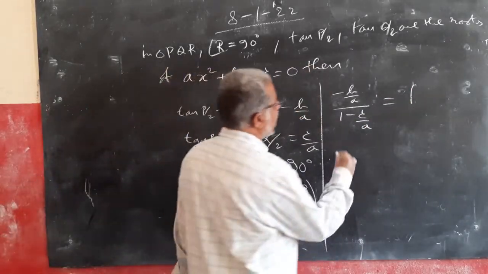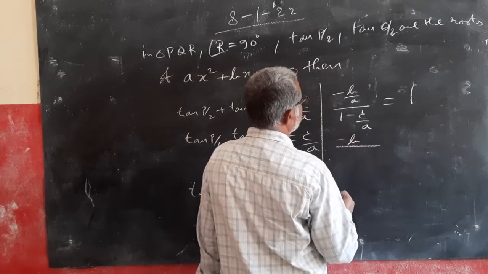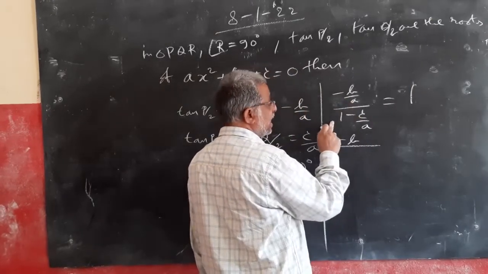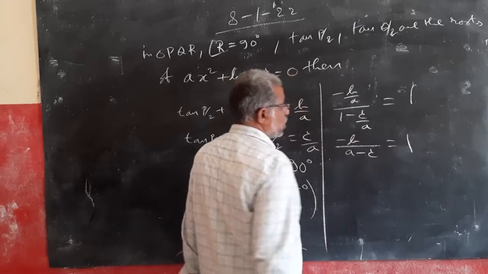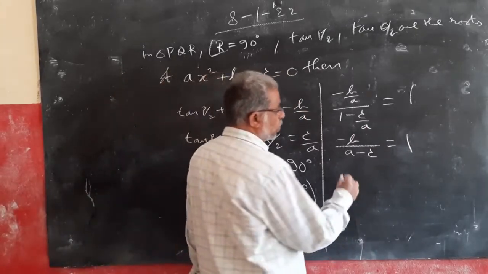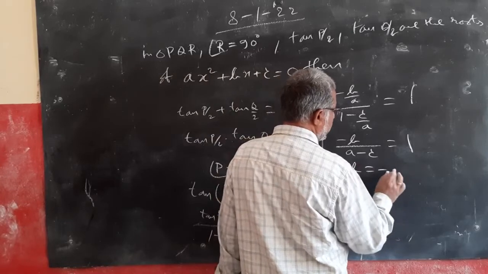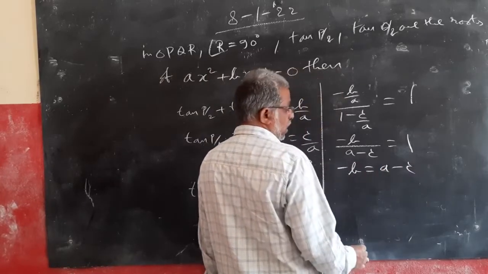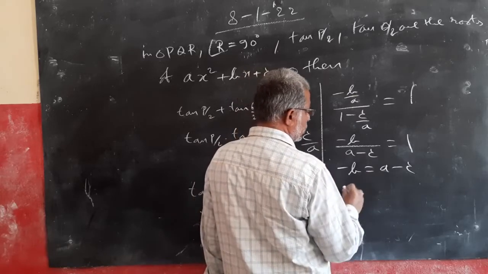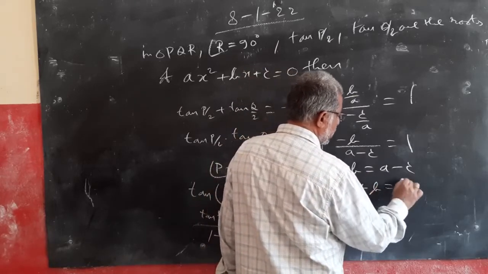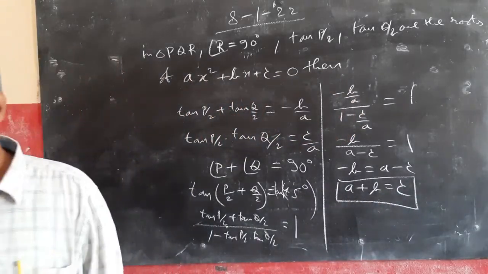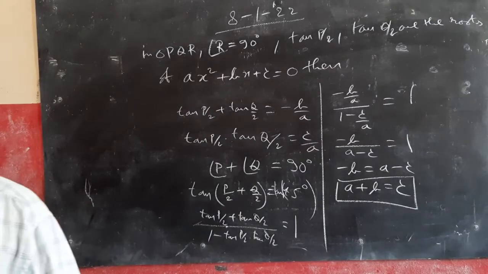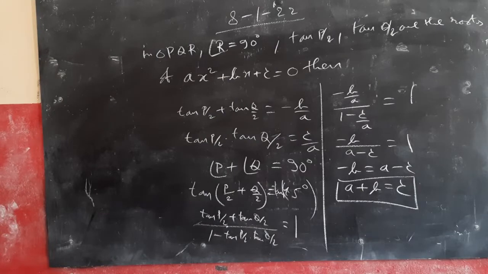If I take the LCM, a, and cancel a, I get minus b by a minus c equals 1. If I do cross multiplication, I get minus b equals a minus c. If I want, I can bring b to one side and c to the other side, and it becomes a plus b equals c. So this is the required condition. A plus b equals c is the relation between a, b, c. This is the first option in your textbook. So the answer is a plus b equals c.